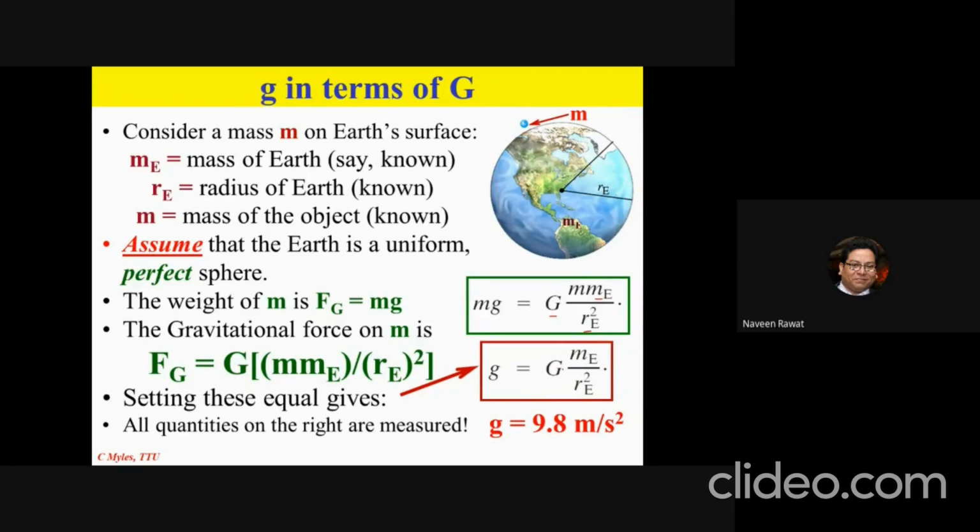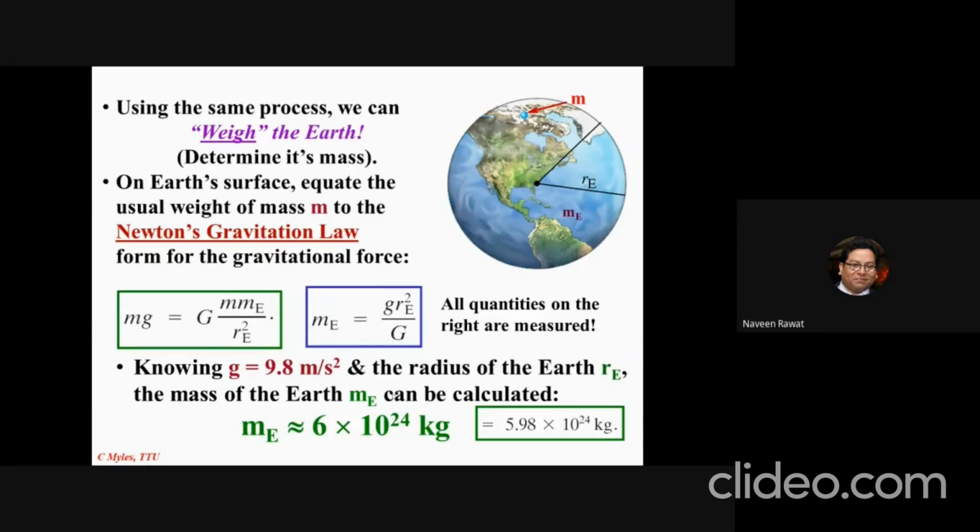So if you plug in the value for this capital G, and you plug in the value for the mass of the earth, which is 6 times 10 to the power 24, and you plug in the value for the radius of the earth, which we know, you can calculate the value of g. Similarly, if you know this value of g at a certain location, then you can calculate the mass of the earth. So either way is fine.